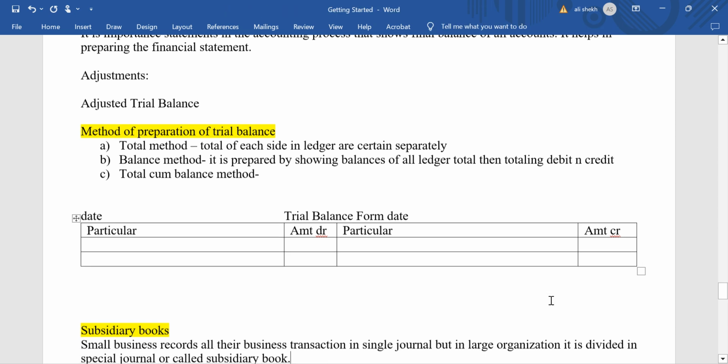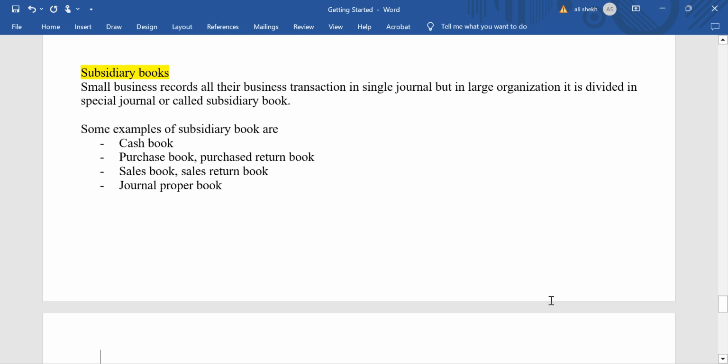Okay, next is subsidiary book. What is a subsidiary book? A small business or company records all their business transactions in a single journal that is called the journal book, but in a large organization journal entries are recorded in different journal books that are called subsidiary books. Some examples of subsidiary books are cash book, purchase return book, sales return book, journal proper.